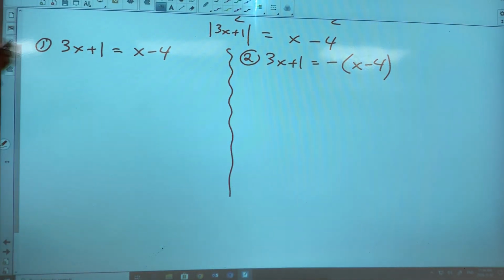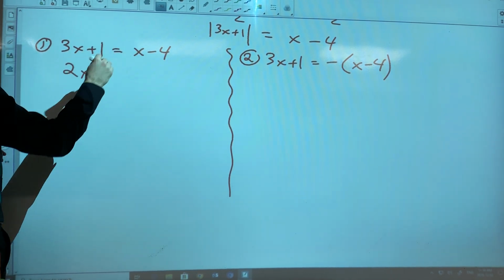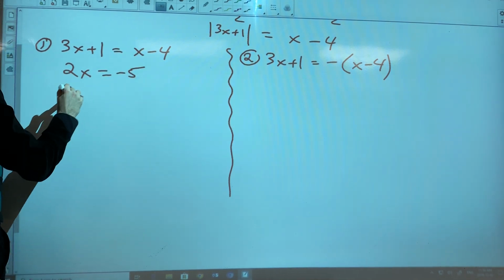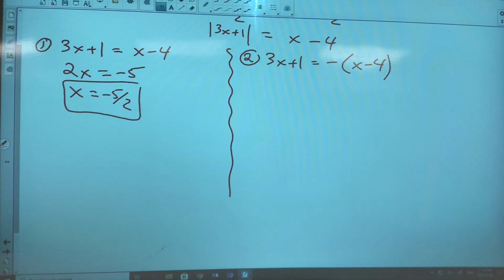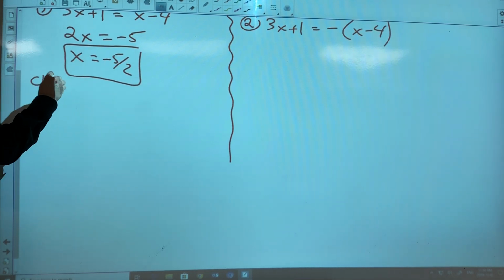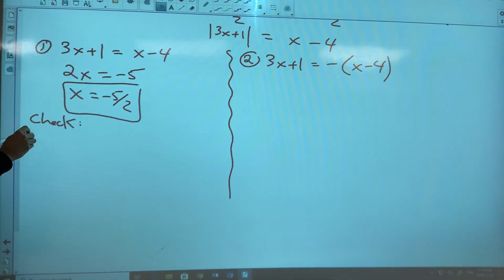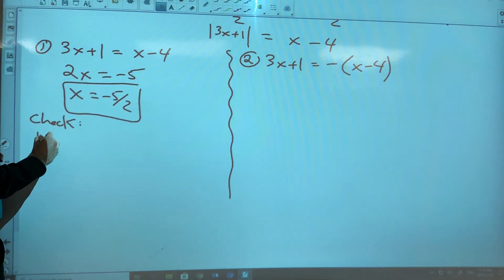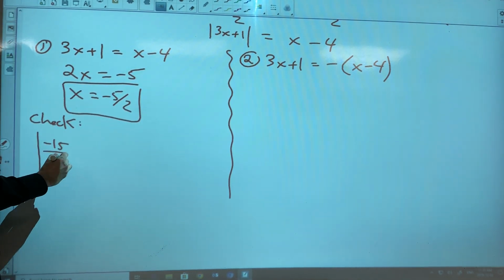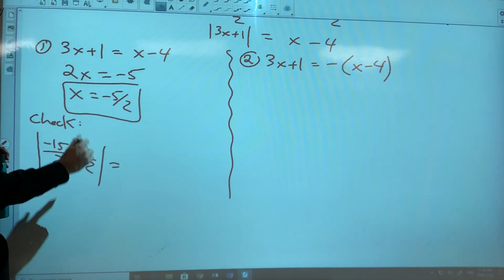Okay? Let's solve the positive one first. So subtract x from both sides. You get 2x. Subtract 1 from both sides. You get -5. You get x equals -5 over 2. I like to just wrap up one branch all at once. So let's go check. I'm plugging into here. I'm going to do a little bit in my head. So I'm going to have 3 times -5 over 2, so I'm going to get -15 over 2. And then it's plus 1. I'm going to write it as something over 2, so plus 2 over 2 equals, that was it, x minus 4.